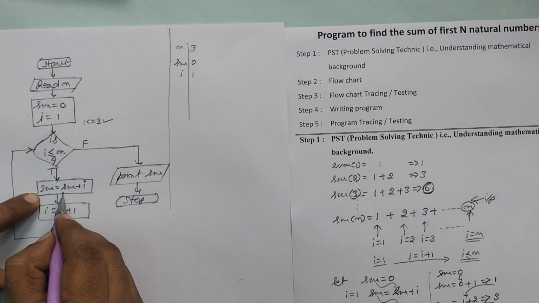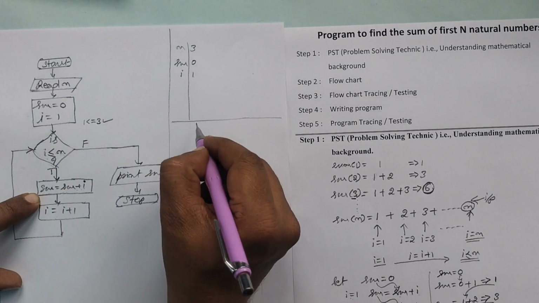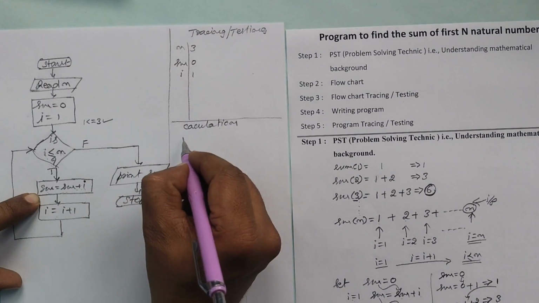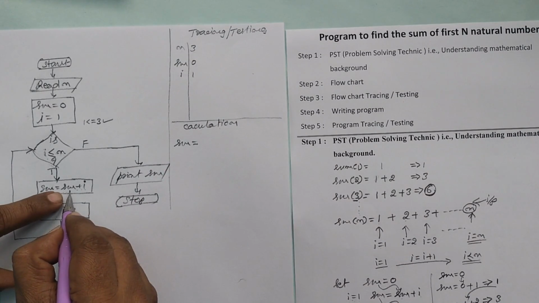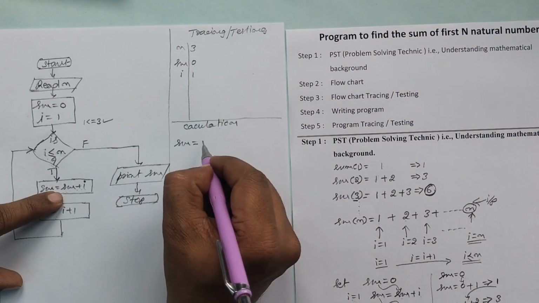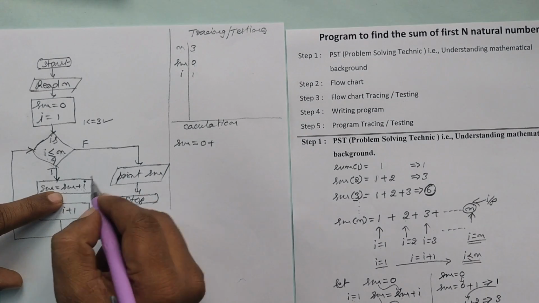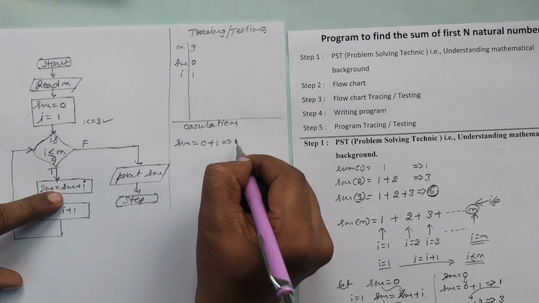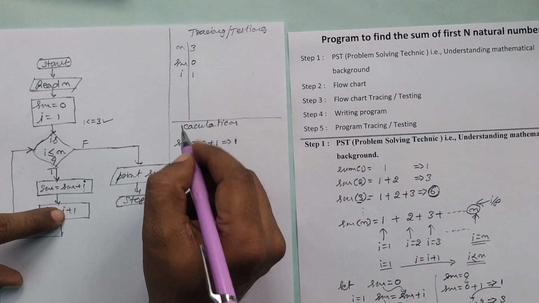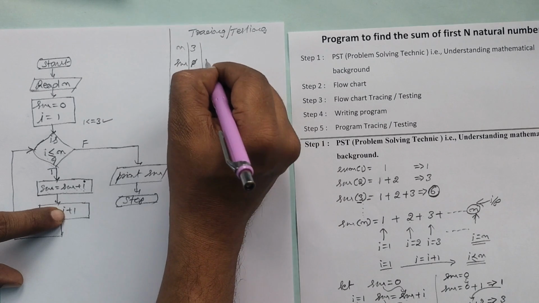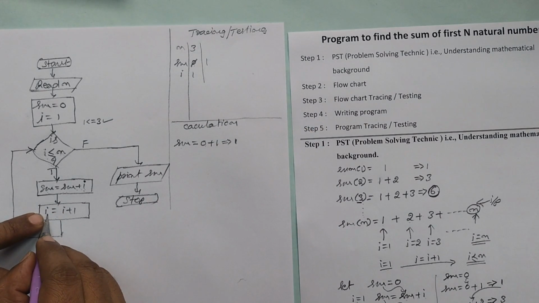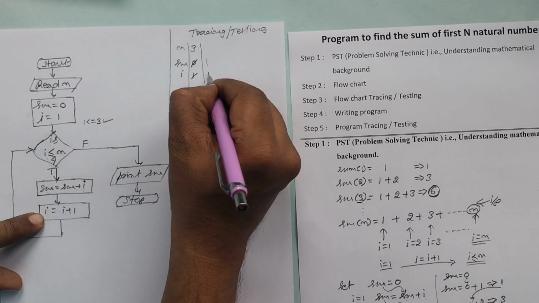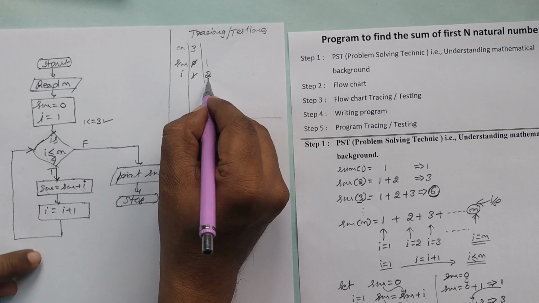where sum is equal to sum plus I. Here is the calculation: sum is equal to sum plus I. What is the value of sum? Sum is equal to 0 plus I. I is equal to what? 1. 0 plus 1 is 1 only. 1 will be stored in the variable sum, so that sum is going to become 1. Then next step is I is equal to I plus 1. I value is incremented to next value, so that it is going to become 2.